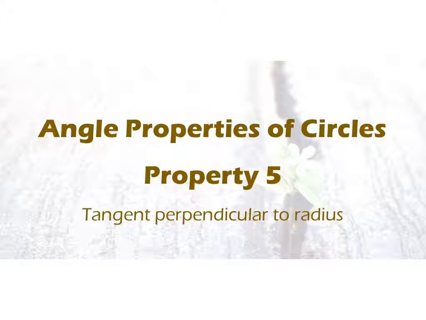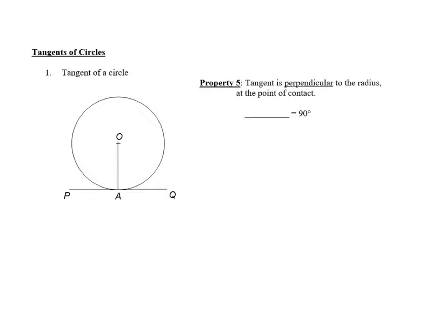Angle properties of circle. Property number 5. The tangent is perpendicular to radius. Tangents of circle. What do you mean by a tangent? Tangent means a line that touches the curve at the one point of contact. Now, by property, tangent is always perpendicular to the radius at the point of contact.